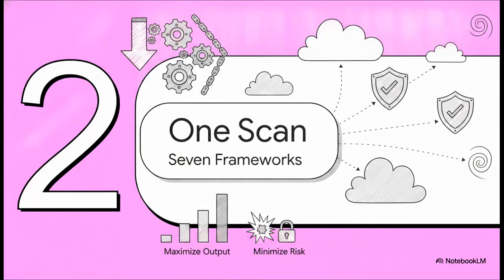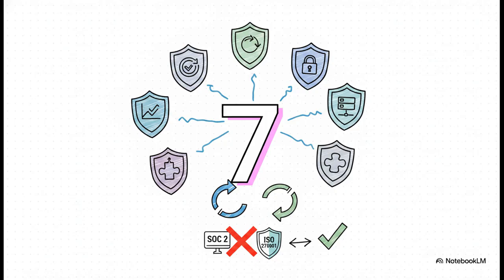All right, Section 2, 1 scan, 7 frameworks. Let's look at how the product systematically dismantles that old, chaotic workflow. So, 7. That's the magic number here. 7 massive compliance frameworks satisfied with just one single scan. A single command gives you complete coverage across all of these control spaces. And the best part? It completely eliminates double scanning. You don't have to worry about cross-framework drift anymore. You know, that thing where your SOC 2 evidence says one thing, but your ISO 27001 evidence says another, just because somebody collected them a few weeks apart.